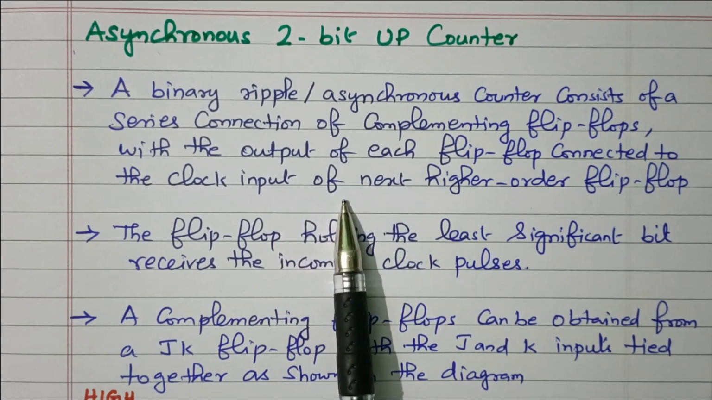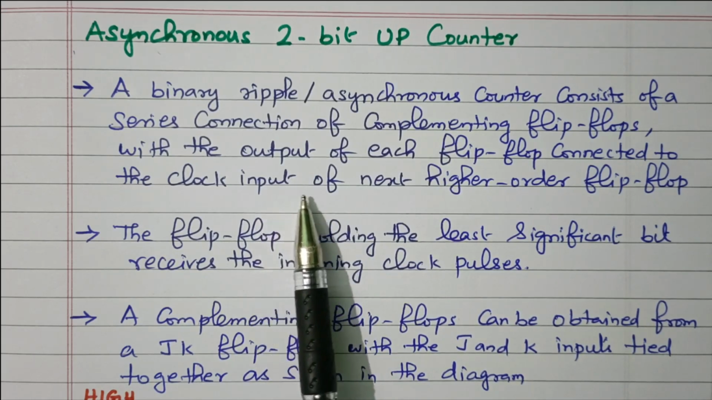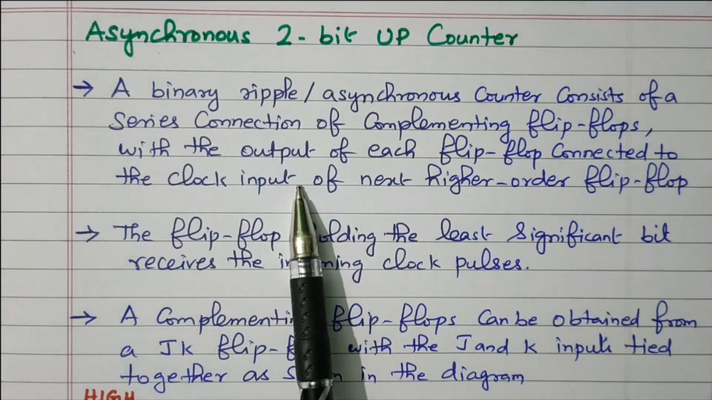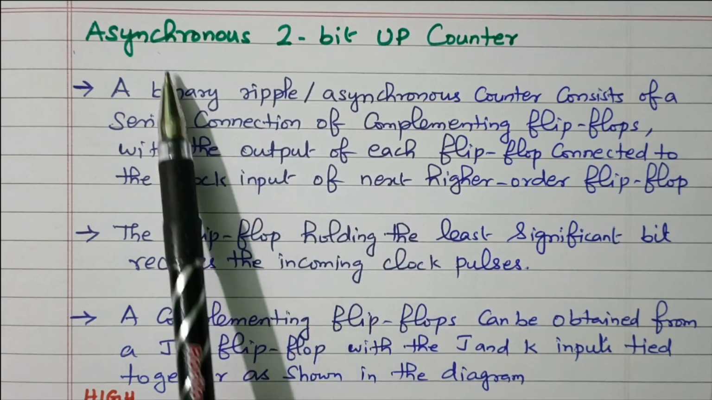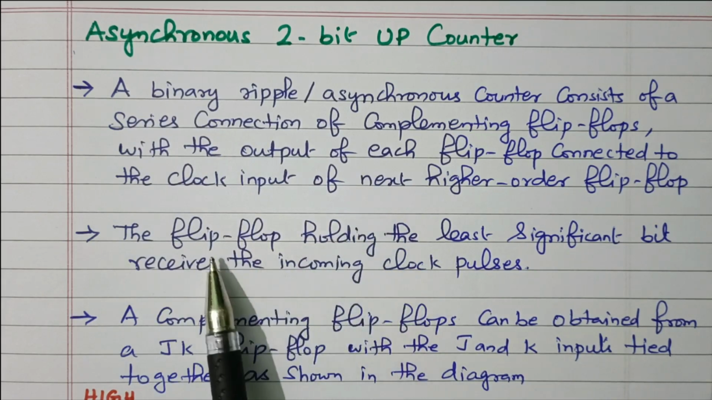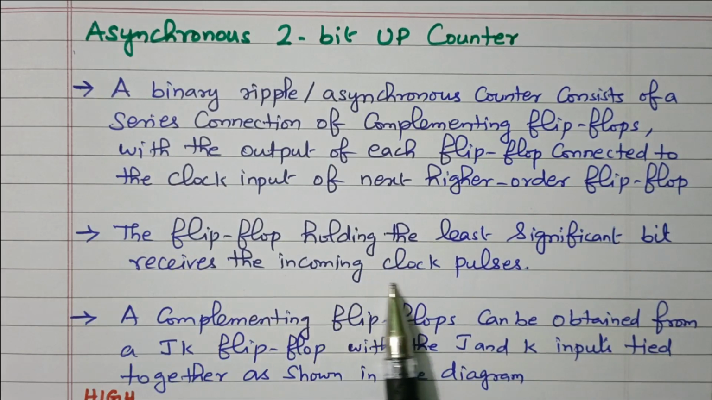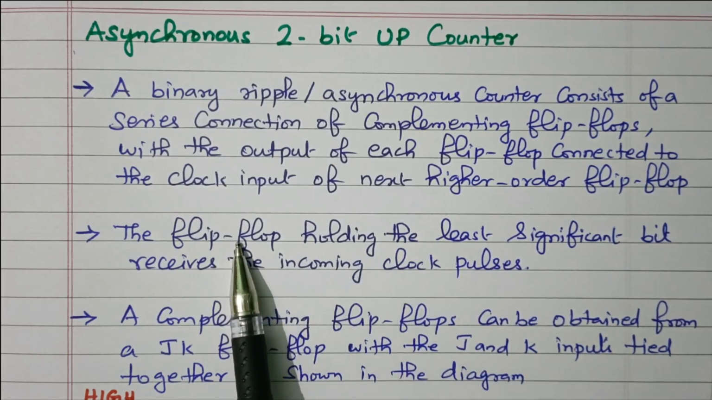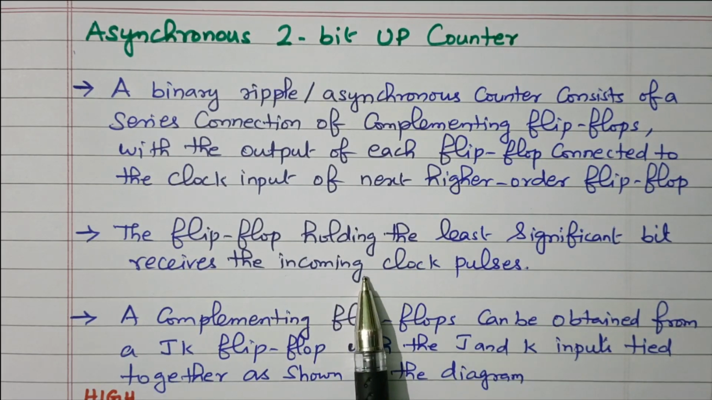So there is a propagation delay. So the clock pulse is not applied to all the flip-flops. The output of one flip-flop is the clock pulse of the next flip-flop. So that it is called an asynchronous counter. The flip-flop that holds the least significant bit receives the incoming clock pulse. Only the flip-flop with the LSB will get the incoming clock pulse.